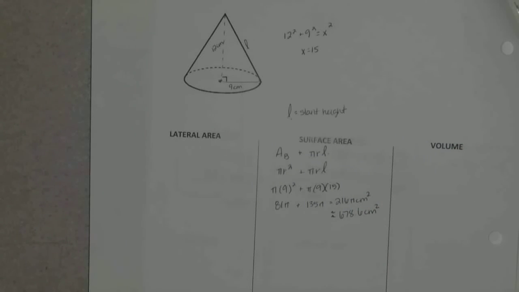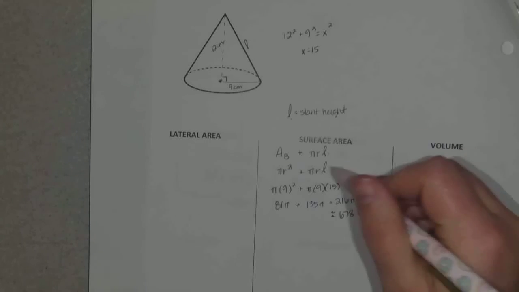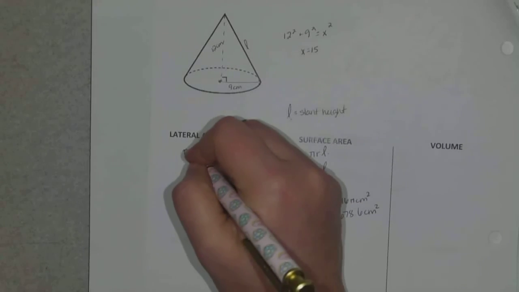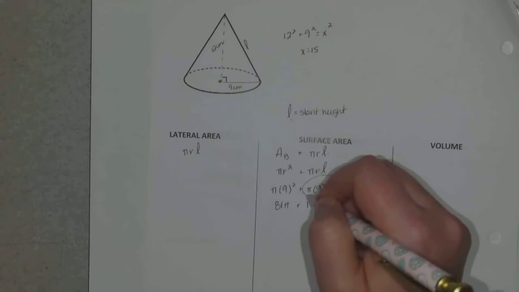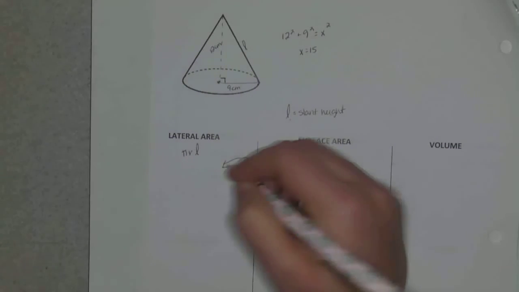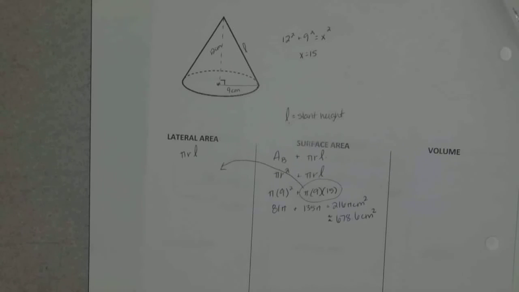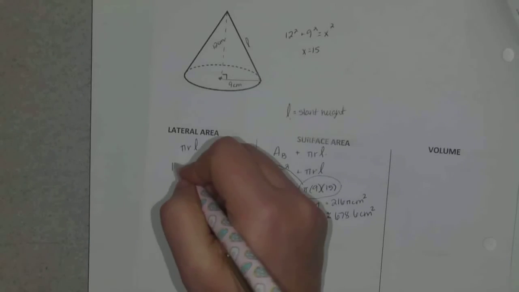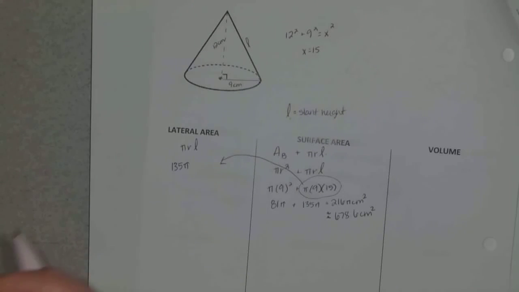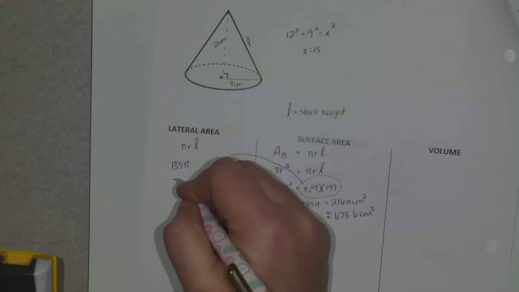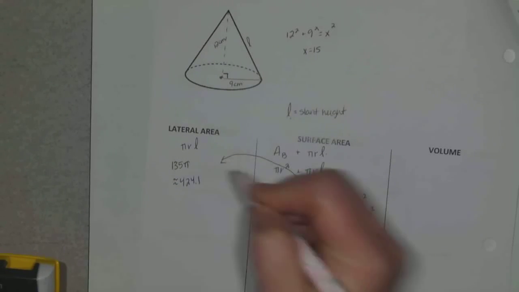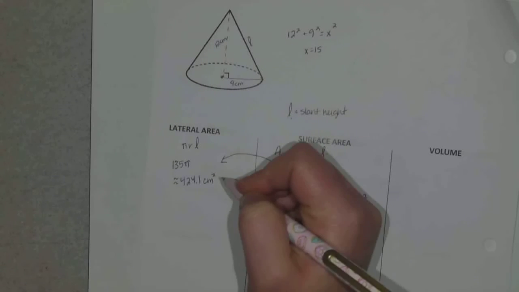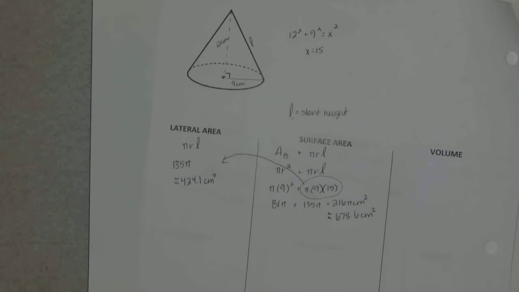This is your answer in terms of pi. Then the lateral area, of course, would just be the surface area without the area of the base. So this is just pi times radius times the slant height. This number right here, just move that over. So I have that answer as 135 pi. And that decimal is 424.1 centimeters squared. Okay, pretty easy formula.